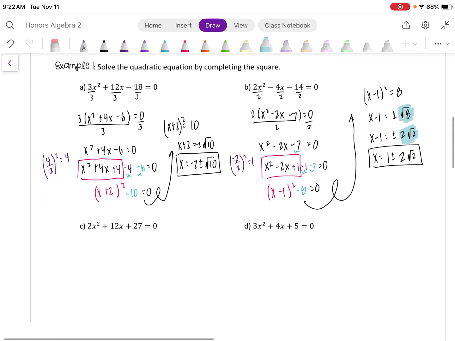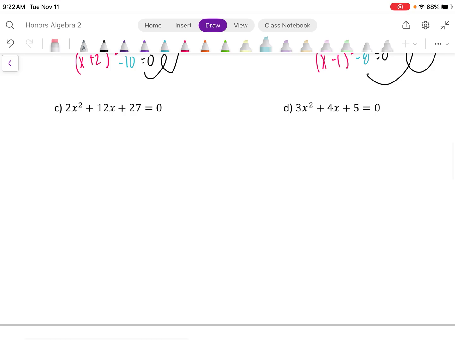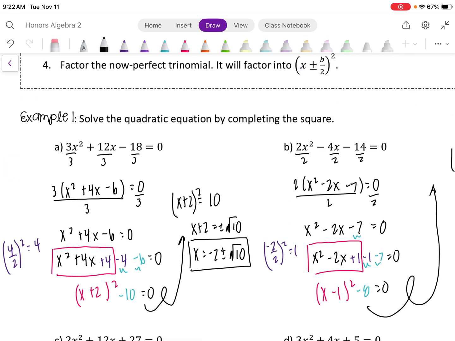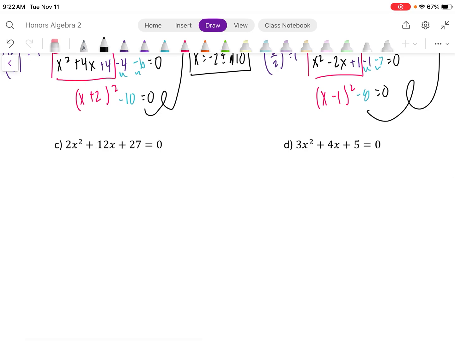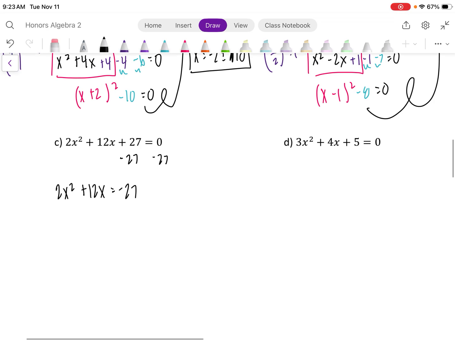Okay, we're zooming along. Example C. Oh no, 2 doesn't go into everything. But the nice thing is with this, the general rule is to just divide everything by the a value. Now, when I don't have something, so like up here, we could divide out a 3 from everything, a 2 from everything. But when it doesn't go into everything nicely, I start by moving my c value or my last term over. So I'm going to start by moving that 27 over. So we have 2x squared plus 12x equals negative 27.